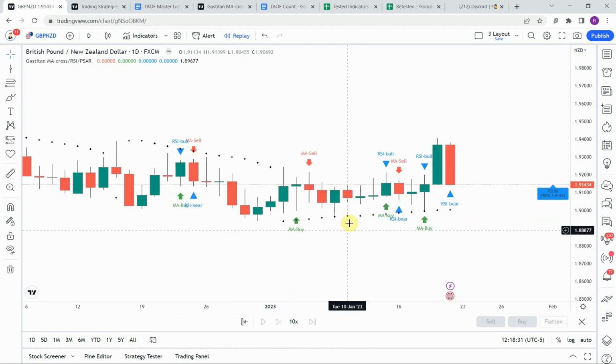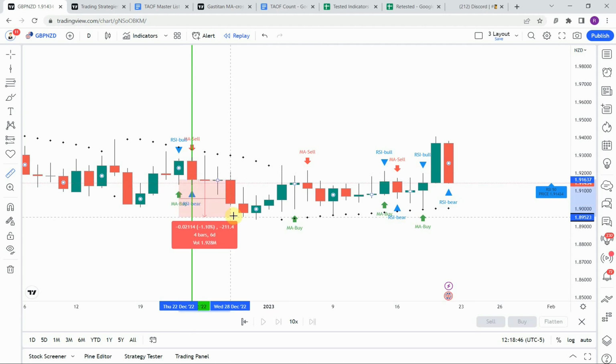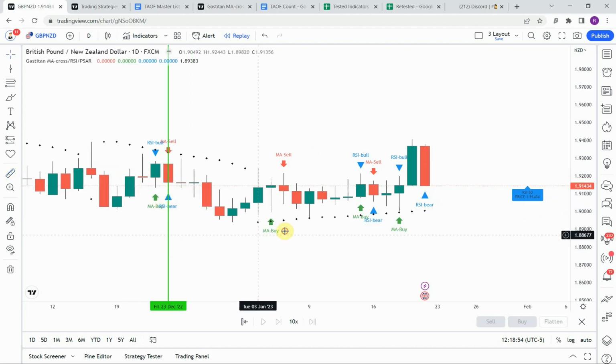In this case, you can see that we would have entered here on a sell signal, or I guess the close of this, the open of this one. This is the signal candle. Some people get a little confused by that. And then we get a pretty decent little push to the downside here, about 220 pips. And that would have gotten us to our take profit.